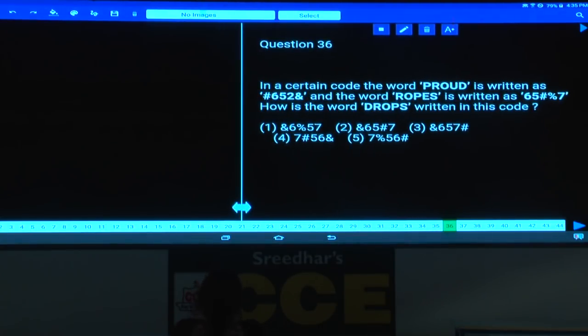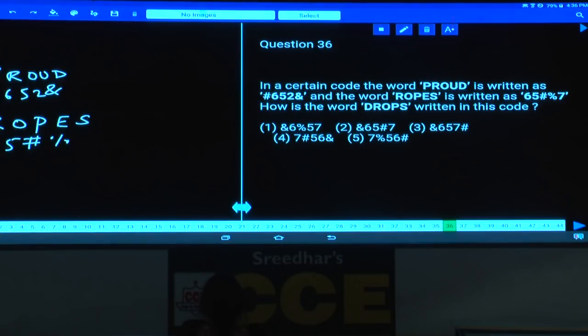Then coming to question number 36. In a certain code language, now the word proud. What is the code given to this word proud here? Hash 65, hash 65 and 2 n. No other 4 is the code given to this one. And similarly the code to the word robes. Tell me what is the code here? 65, 65 hash, 65 hash percentage and 7.